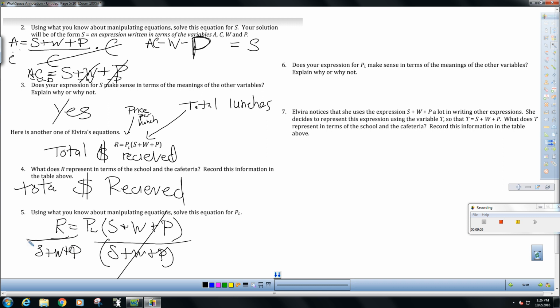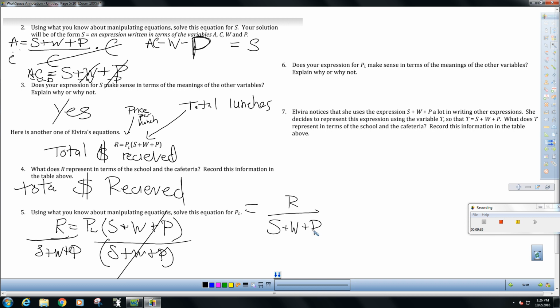So, P sub L equals R over S plus W plus P. Does your expression for P sub L make sense in terms of the meaning of the other variables? Well, let's look at them. So R was what? It's the total money received.